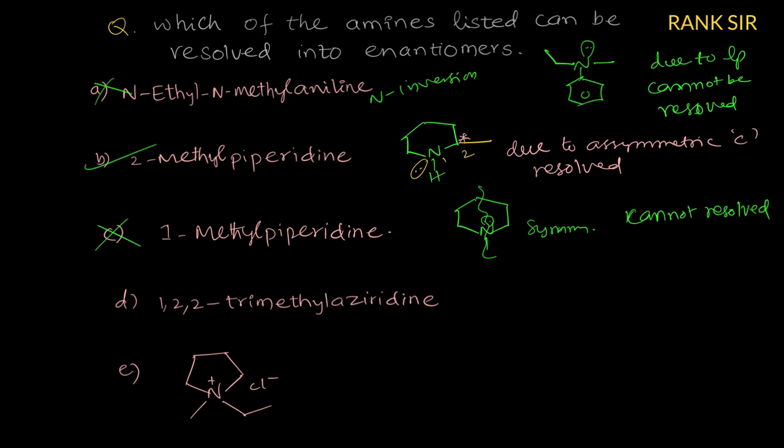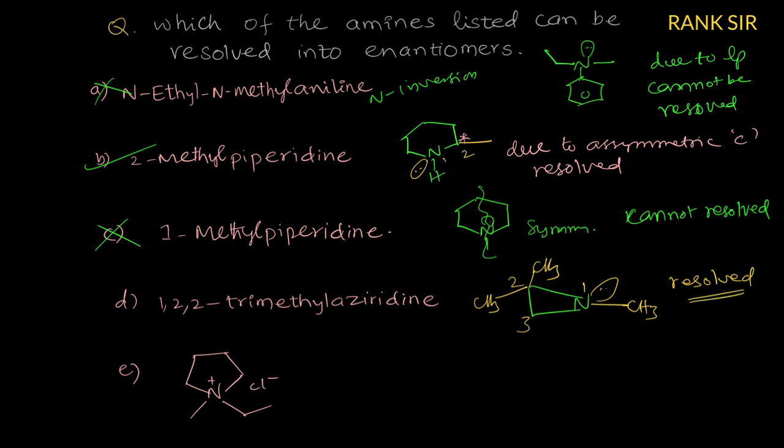Then D. What is the D? 1,2,2-trimethyl aziridine. So first you draw the aziridine structure. According to heterocyclic nomenclature, this is 1, this is 2, this is 3. On that one a methyl group is present, and automatically a lone pair is present. So 1,2,2: 2 means this is a methyl group, and this is also a methyl group. So this is asymmetric and a smaller ring. Therefore, we can resolve this. This is resolved because of the smaller ring with the asymmetry.